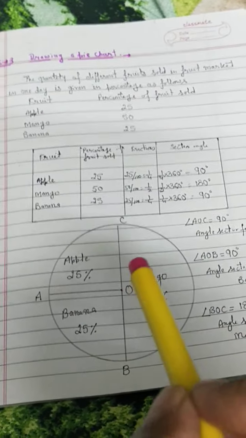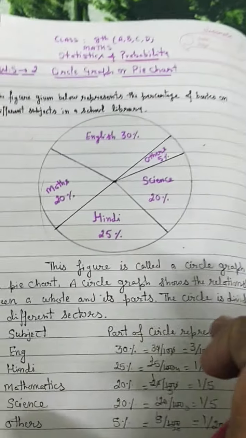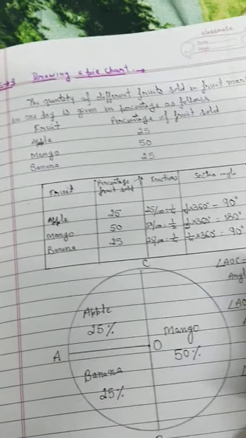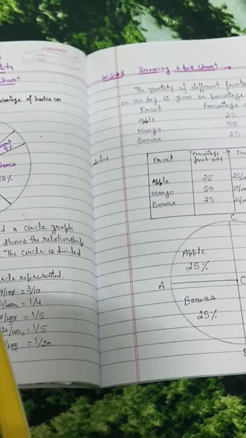Please, your homework will be to do worksheet second and third. Same sums as this example from worksheet second and this example from worksheet third. You can do worksheet second and third.